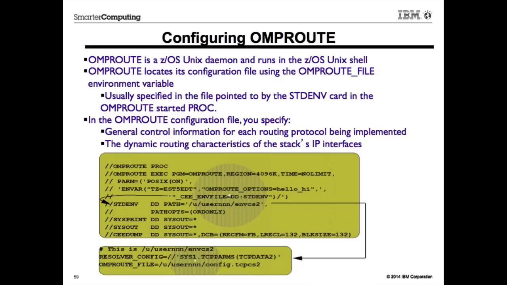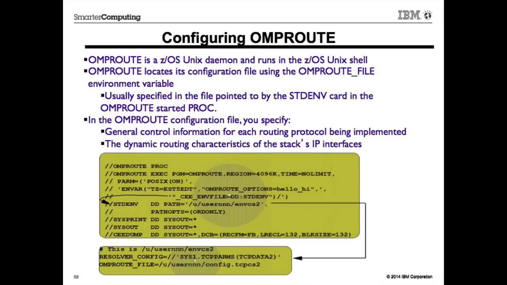So, slide 59, first thing you got to do with OMPROUTE is configure it. It's a z/OS Unix daemon that uses a configuration file, and it uses an environment variable to find its configuration file. So you have the OMPROUTE_FILE environment variable, which is usually specified in the standard environment file, which is pointed to by the STDENV card in the OMPROUTE started proc. Almost everybody starts OMPROUTE with a proc. You can start it from the command line if you want to, for testing maybe, but in production, OMPROUTE is always started from a proc using a standard environment variables file.